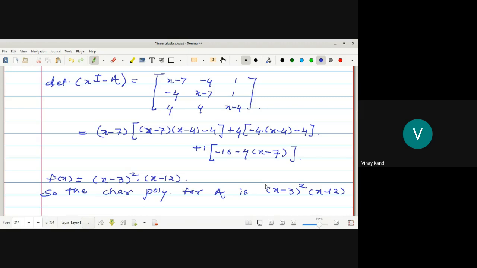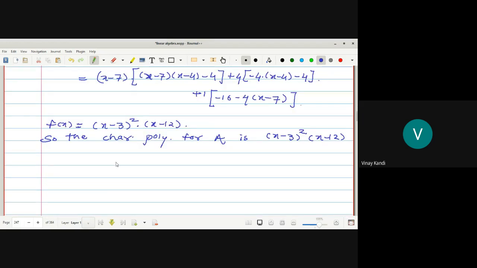We have one theorem: every root of the characteristic polynomial is also a root of the minimal polynomial. Every root of the characteristic polynomial is a root of the minimal polynomial. Hence the minimal polynomial m of x of capital A is either (x minus 3) into (x minus 12) or (x minus 3) squared into (x minus 12).